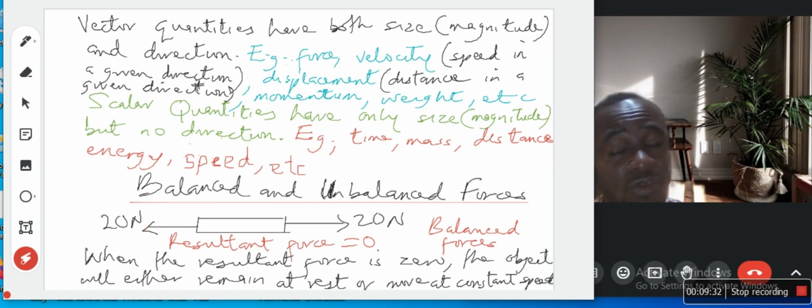Now I need you to take note of this. When the resultant force is 0, the object will either remain at rest or move at a constant speed. So when the forces are balanced, the object will either stay at rest or move at a constant speed.